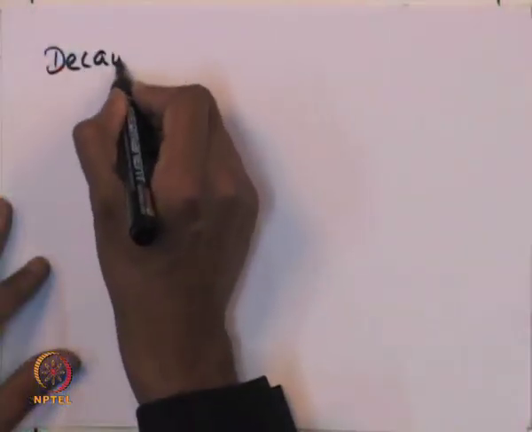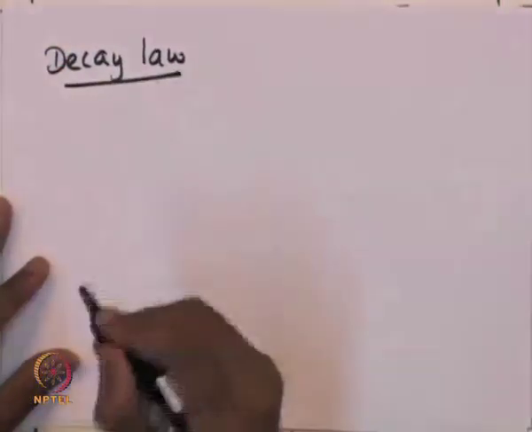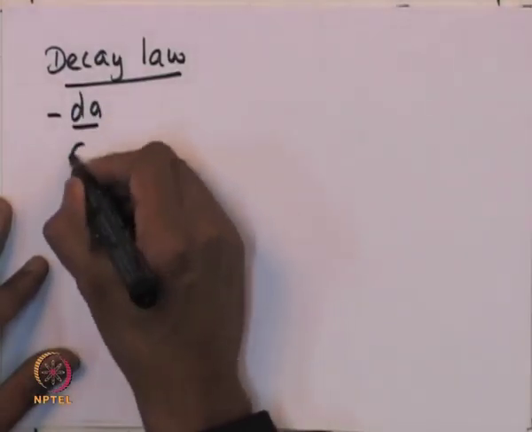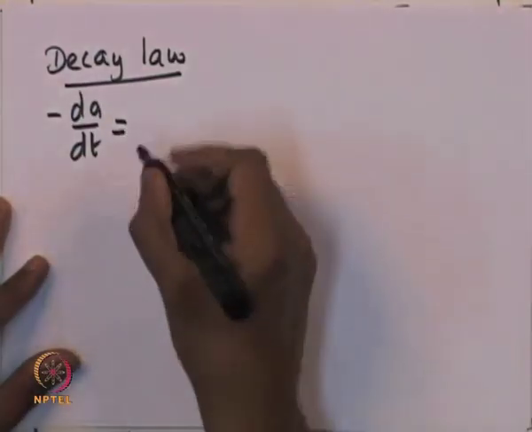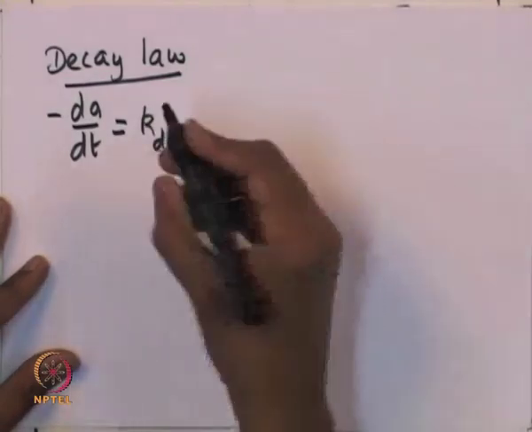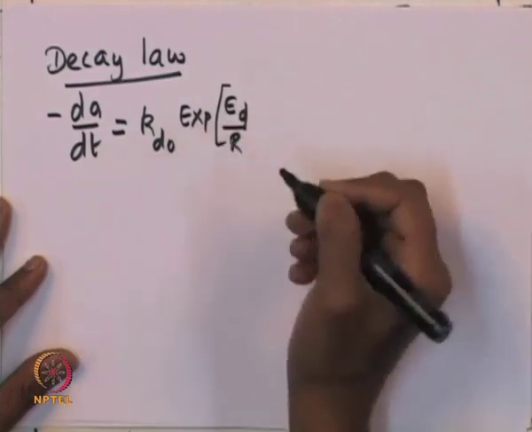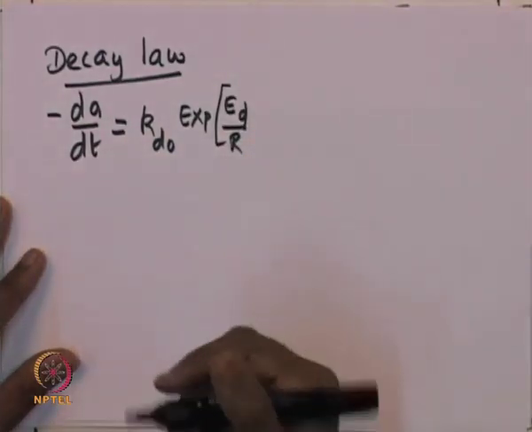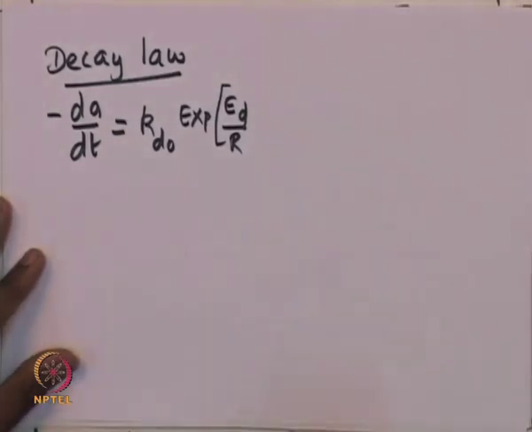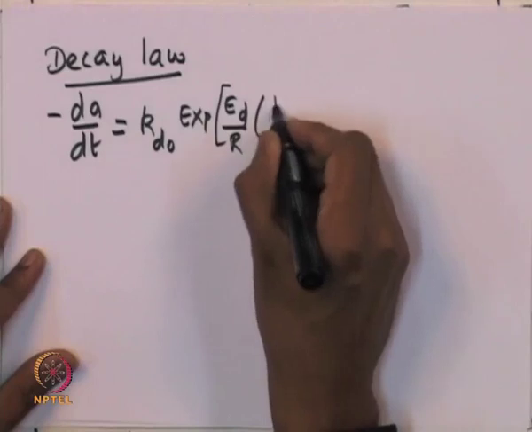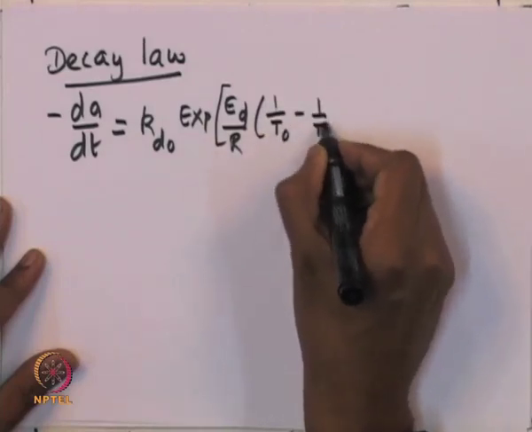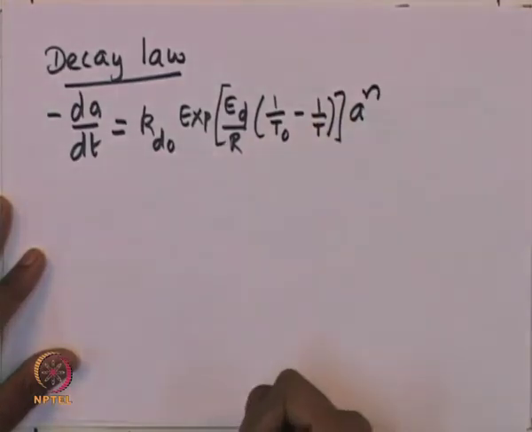Now, if we look at the decay law, which characterizes the deactivation of the catalyst, minus d a by d t is given by k d naught multiplied by exponential of E d by R into 1 by T naught minus 1 by T, multiplied by a to the power of n. The specific decay constant also depends on temperature through an Arrhenius type expression.